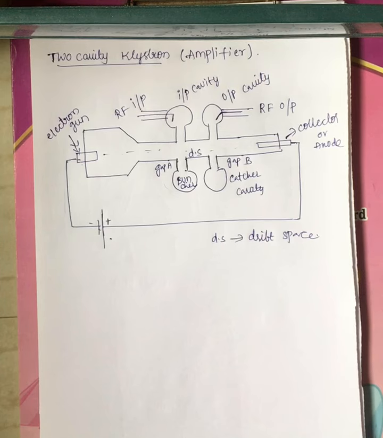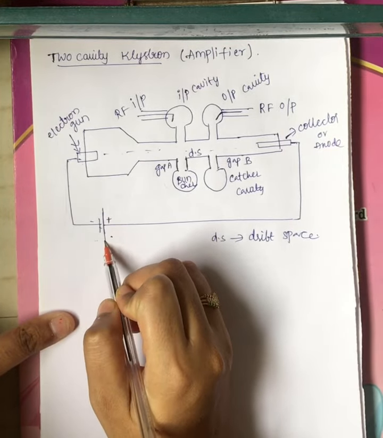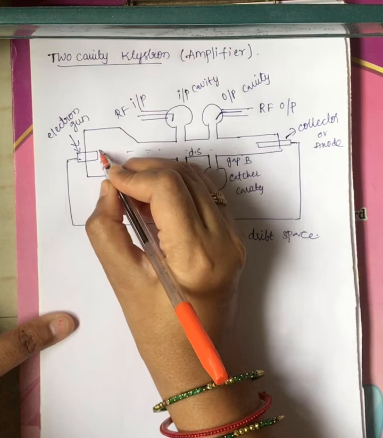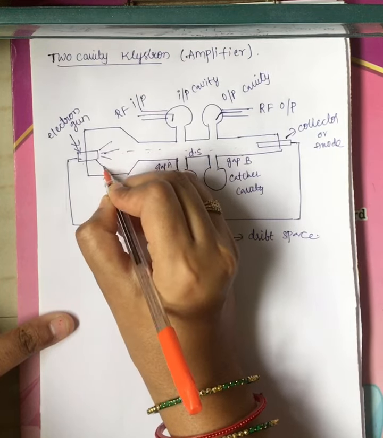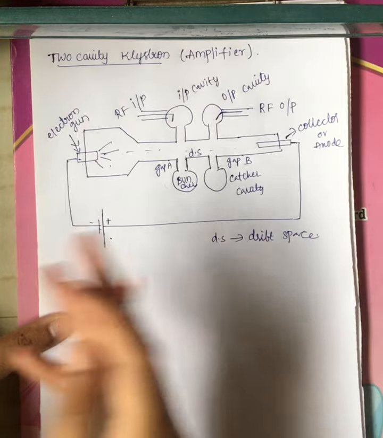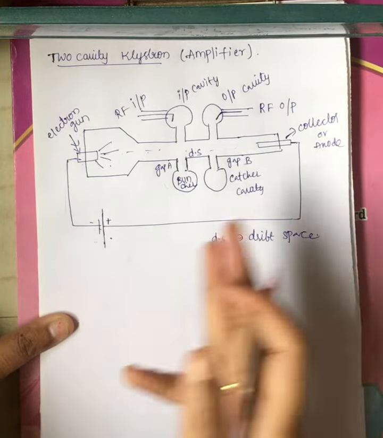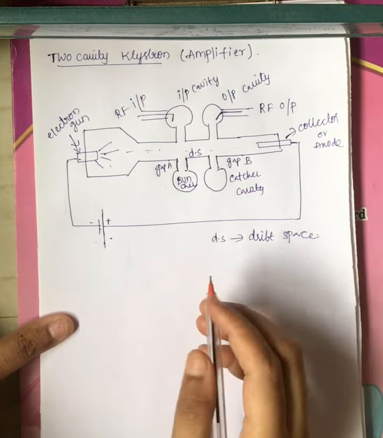Now this is about the structure. Let us see its operation, how the signal is amplified using this two cavity klystron. The electron gun is connected to the negative terminal of the battery. Now what happens? This electron gun will continuously generate a beam of electrons.